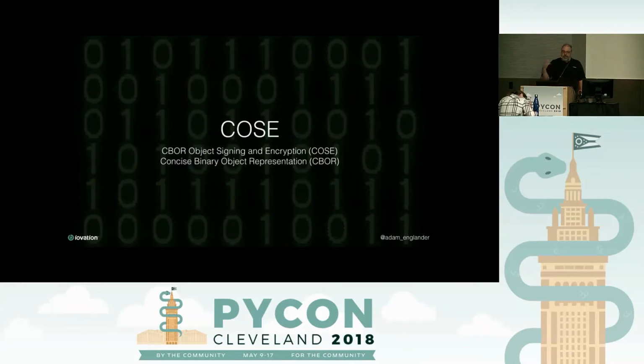So JOSE, which is the binary brother of JOSE, I'm not kidding, it's the same group. It's COSE, the CBOR Object Signing and Encryption. So JOSE is JavaScript Object Signing and Encryption. COSE is CBOR Object Signing and Encryption. And if you don't know what CBOR is, which I didn't before I researched this, it's the Concise Binary Object Representation.